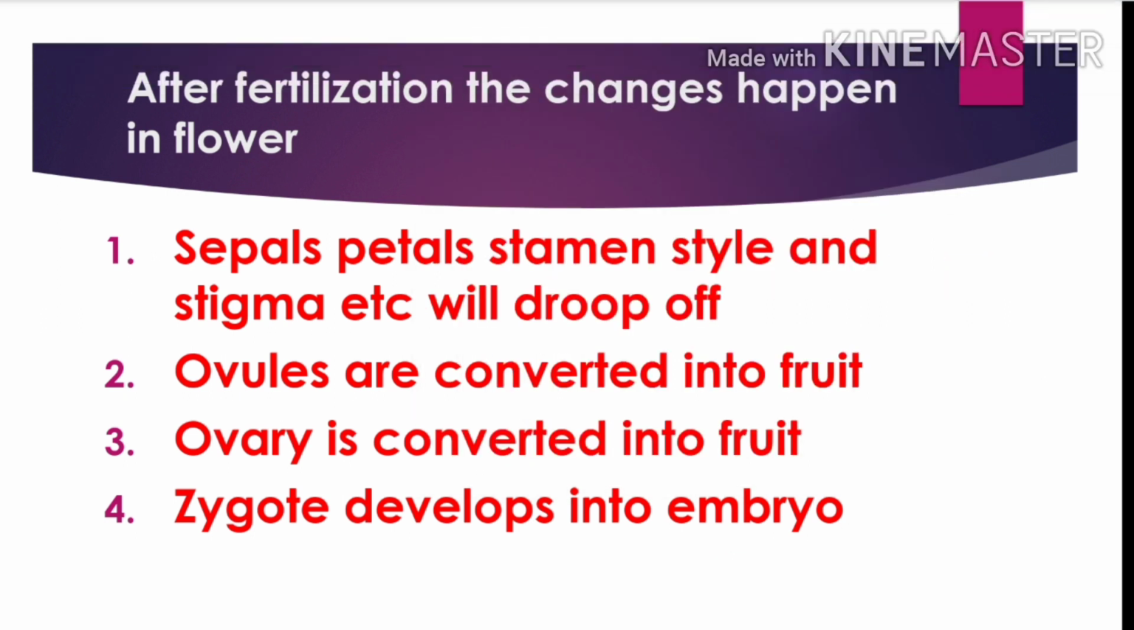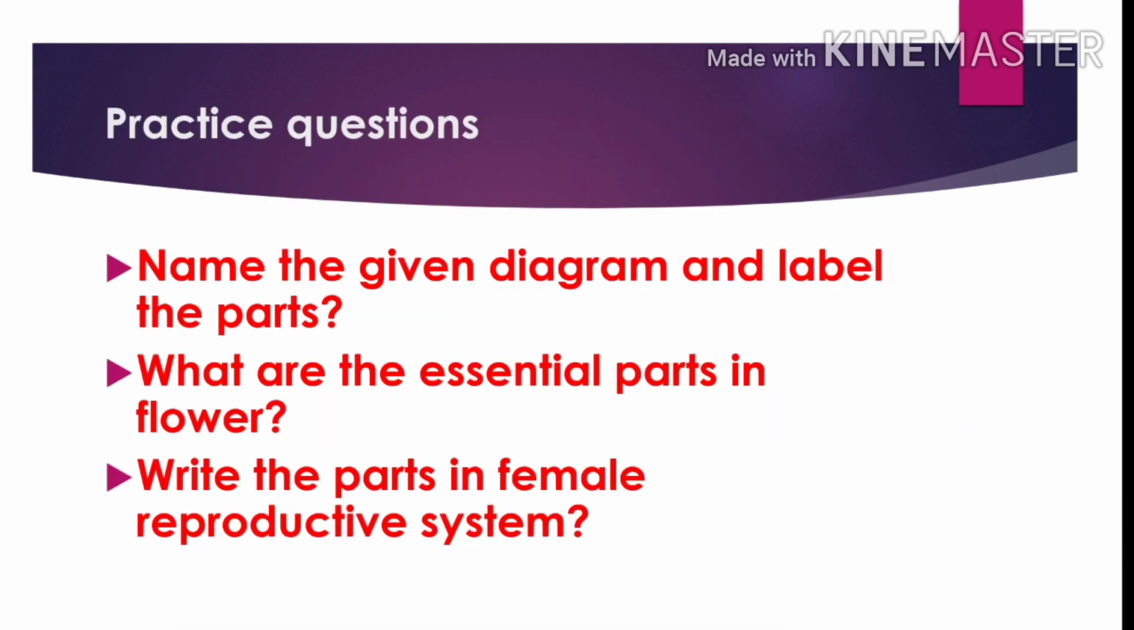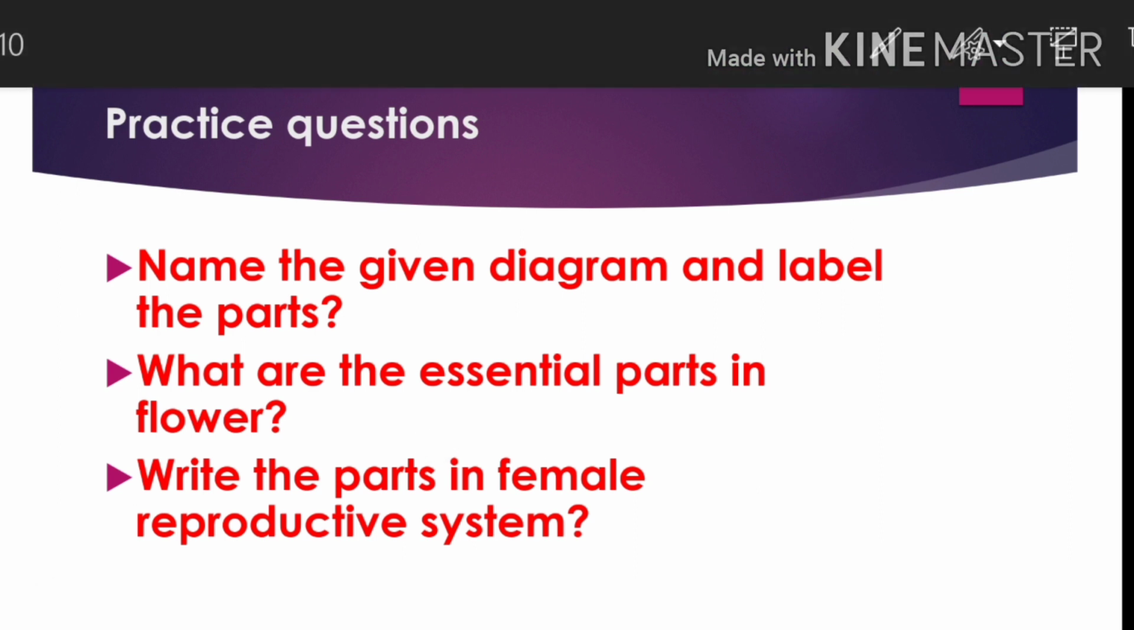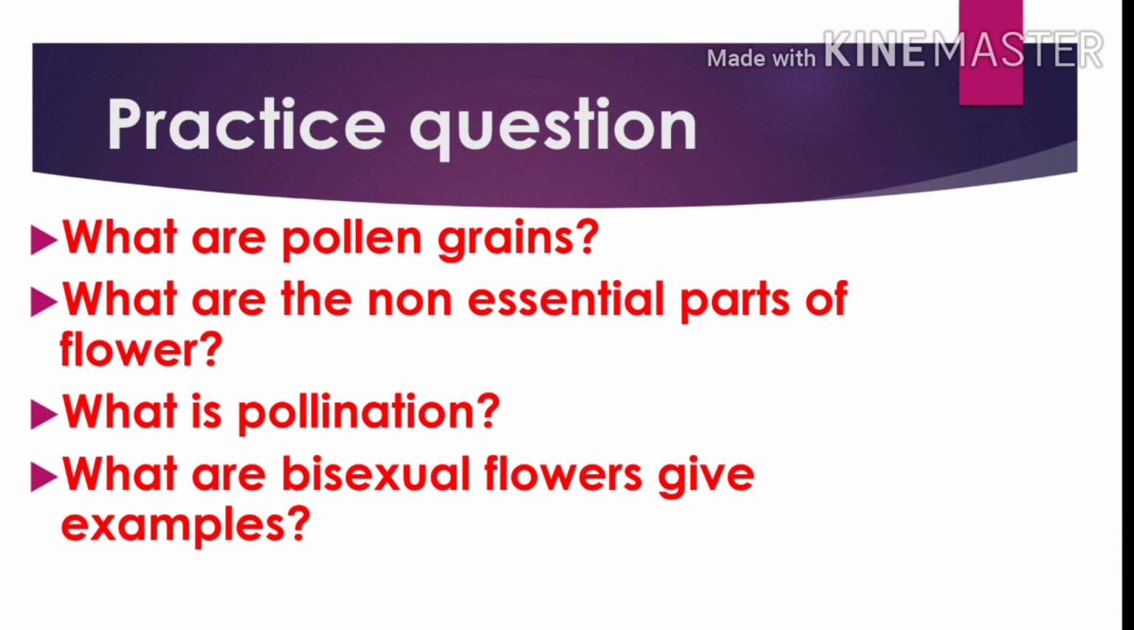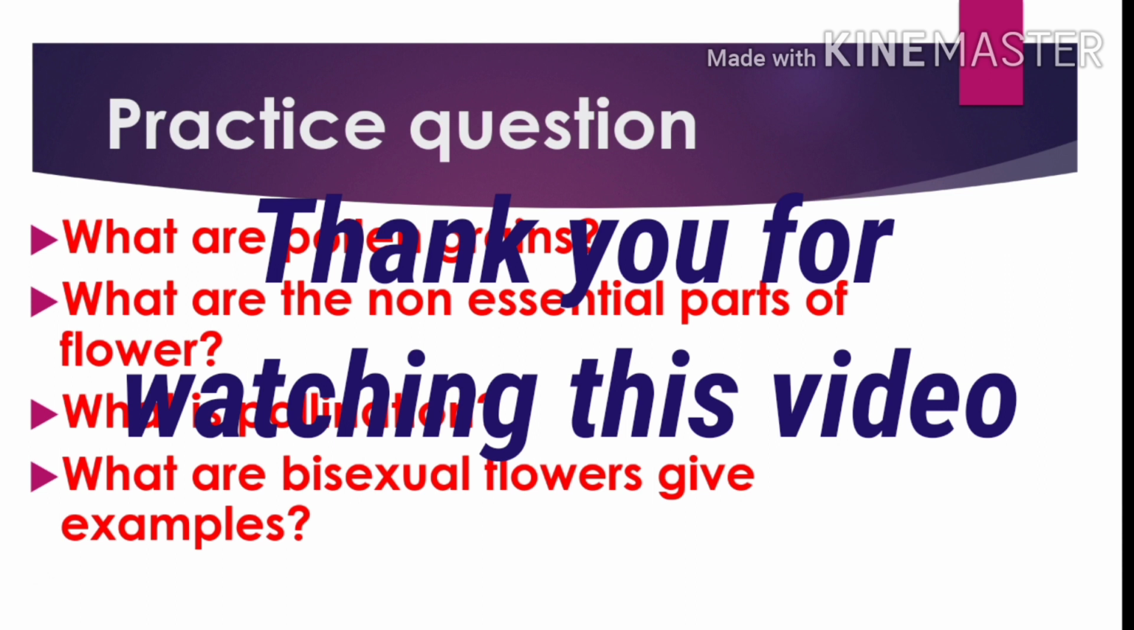Next, I gave practice questions. In your examination, name the diagram and label the parts A, B, C, D. For example, what is the A here? Ovules, and B is calyx, C is style, D is stigma. Next, I gave some practice questions. You practice very well, and if you have any doubts, you can comment in the comment section. Here also I gave questions: what are pollen grains, what are the non-essential parts of the flower, what is pollination, and what are bisexual flowers.